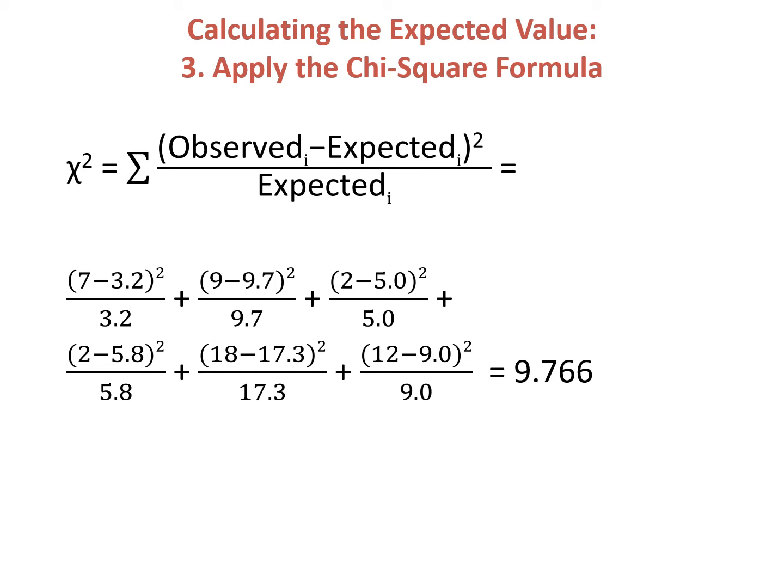So here we work it out. With each cell, we subtract the difference between the observed and the expected in the numerator and square that and divide it by the expected value. And that ends up to be 9.766. That by itself doesn't mean anything. We'll take a look in a moment of how we establish the statistical significance based on that number.